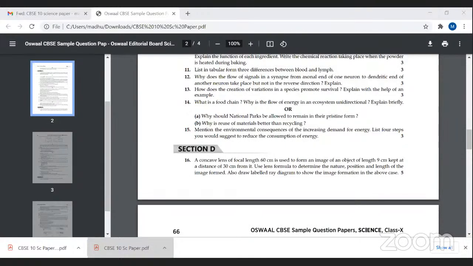If you want to answer, you can unmute yourself and go ahead, if typing is taking time. Okay, this is also not in the syllabus.